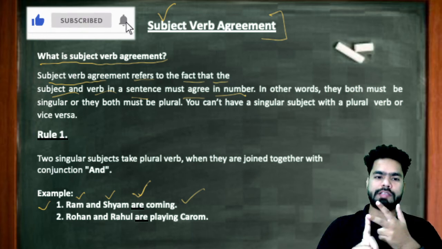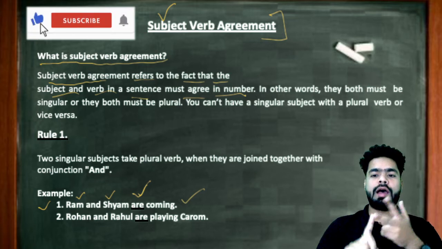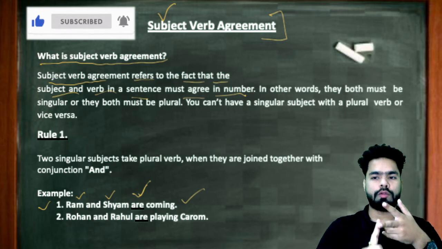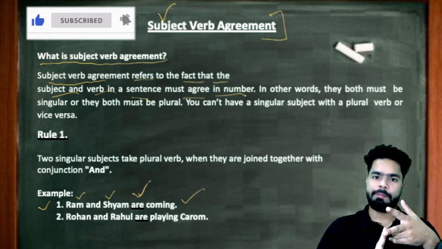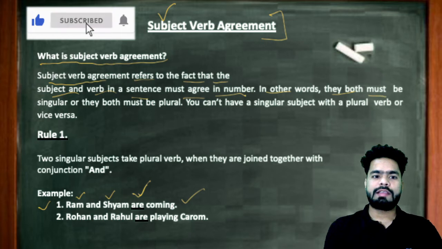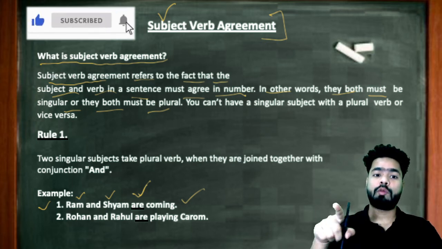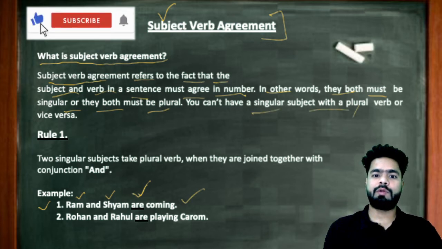The rule says that subject and verb both should agree in number, which means if a subject is singular, then the verb should also be singular. If the subject is plural, then the verb should also be plural. In other words, they both must be singular or they both must be plural. You can't have a singular subject with a plural verb or vice versa.